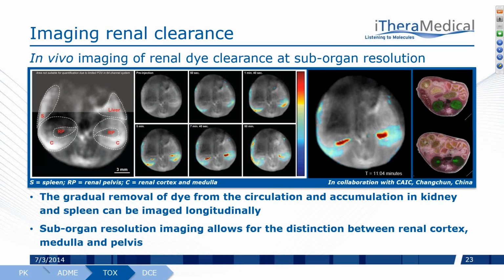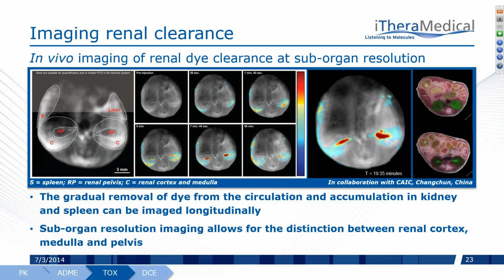Now, looking at the kidney rather than the bladder, we can also have a more detailed look at the renal clearance process. So in this case, we had a conjugated polymer that is small enough to be cleared by the kidneys. And when we do this MSOT imaging, as I said before, we can actually distinguish the renal cortex from the renal pelvis.